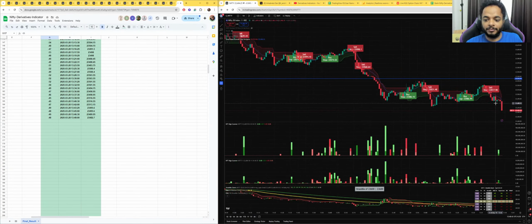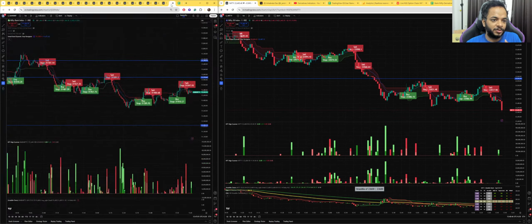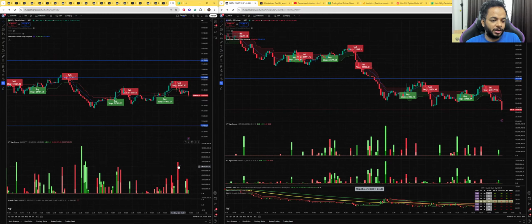Okay, so again guys, now coming down to the main thing, let's also look at Bank Nifty once. So yes, the call writers came in here, the sell signal came in, yeah, falling.